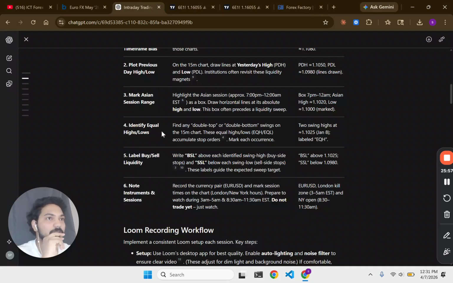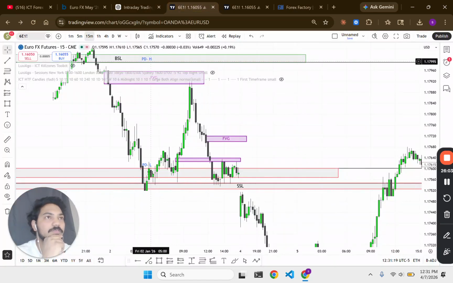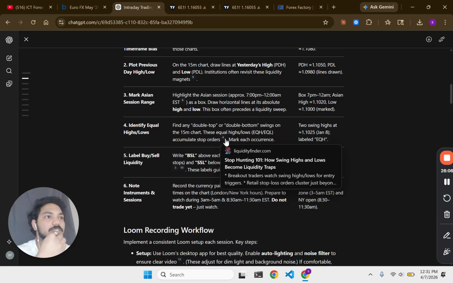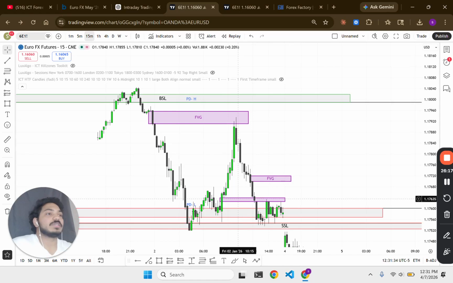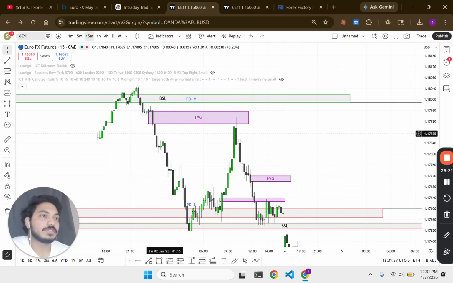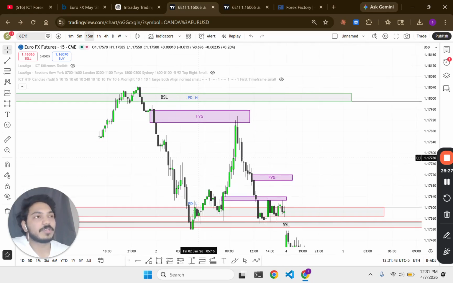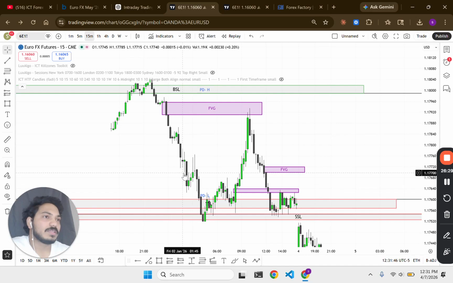We identified the equal highs and lows. We labeled buy side liquidity on the previous day high and sell side liquidity on the previous day low. And also above any swings, these are swings too, right here, because they are creating fair value gaps. Even this is not a considerable fair value gap here, but this is a good fair value gap to be noted. So they'll try to collect all those orders.